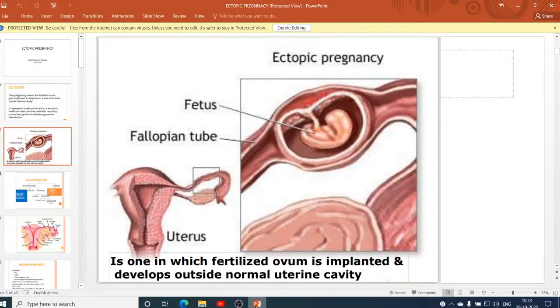So, in this diagram, I am showing this is the fetus. This is the fallopian tube where it is shown. So, the fetus is in the fallopian tube and this is the uterus. So, the fetus is outside the uterus, where it is implanted outside the uterine cavity. It is called ectopic pregnancy.